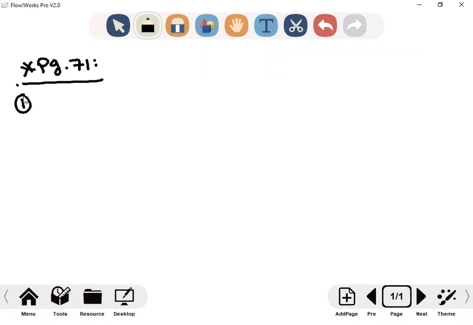Question 1. The question said 2 added to 3 times a number n is the same as 18. 3n plus 2 equals 18.